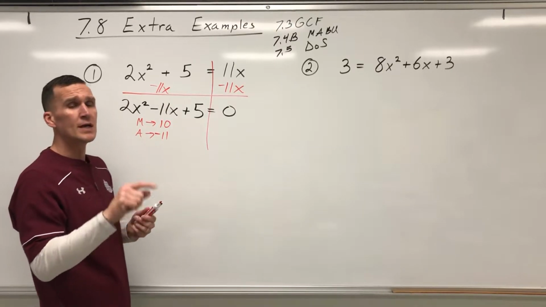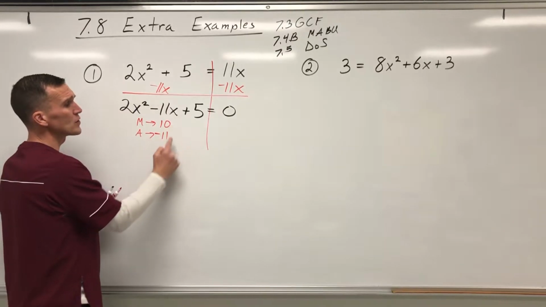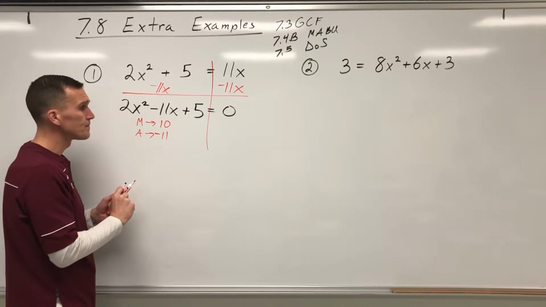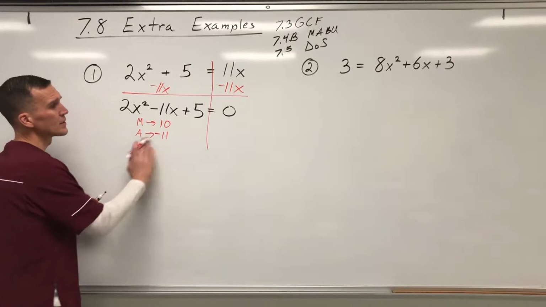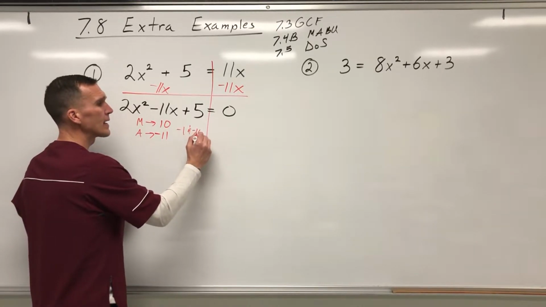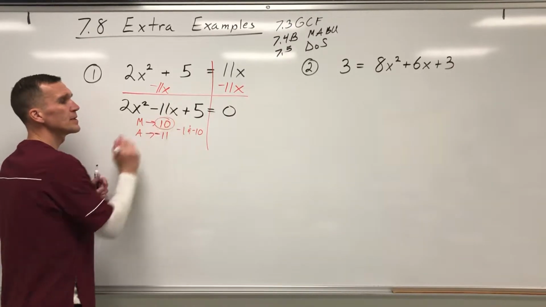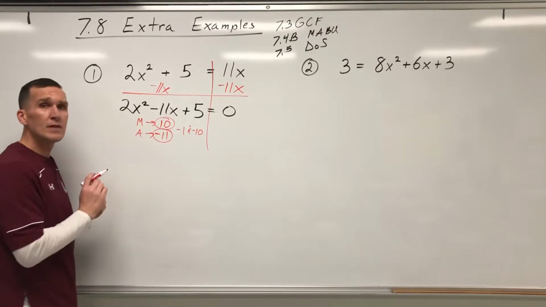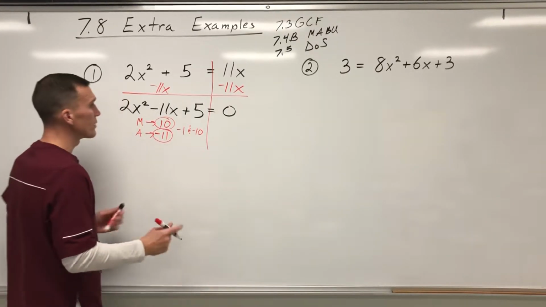So at this point, I suggest that you pause the video and you try to think of the 2 special numbers that would multiply to 10 and add to negative 11. So pause it. Now that you've unpaused it, the 2 special numbers are negative 1 and negative 10. They multiply together to be 10. They add together to be negative 11. So now that I have my special numbers, I can continue with my factoring process.